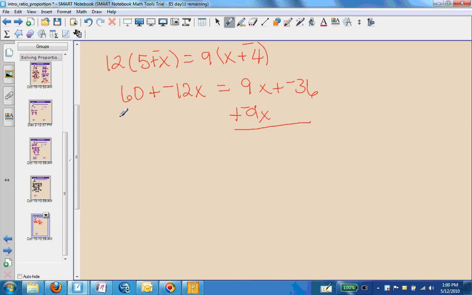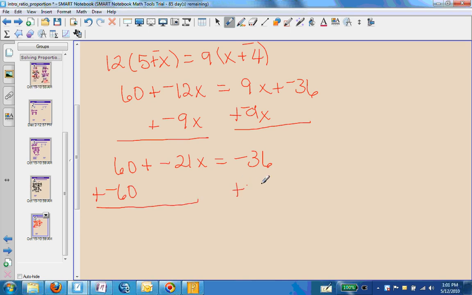because I want to get rid of all my x's on the left-hand side. I don't want any variables over there, on the right-hand side. So that gets rid of all my variables over here on the right-hand side, and I end up with 60 plus negative 21x equals negative 36. Now I'm going to add negative 60 so that all my constants end up over on the right-hand side and all my variables are on the left-hand side. When I do that, I'll end up with negative 21x equals negative 96.